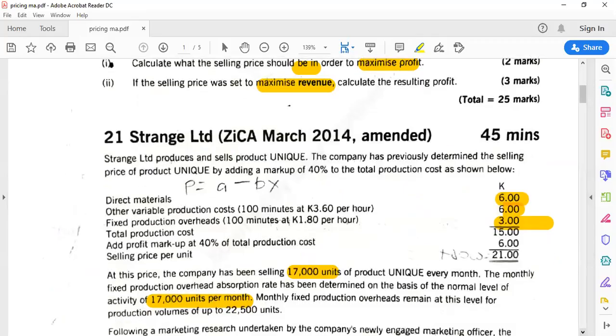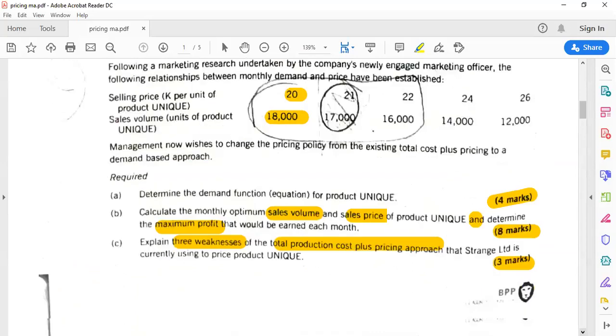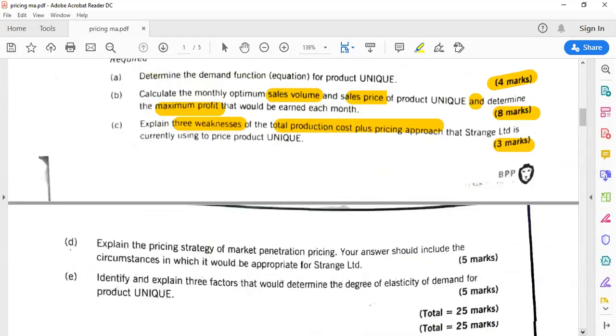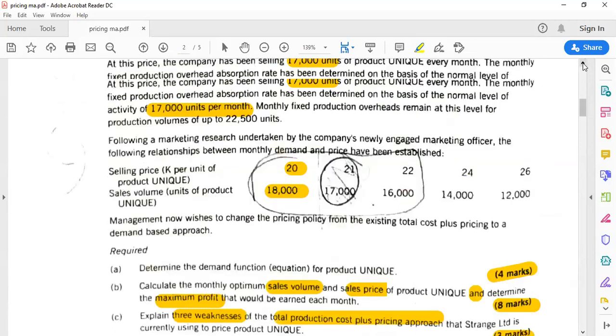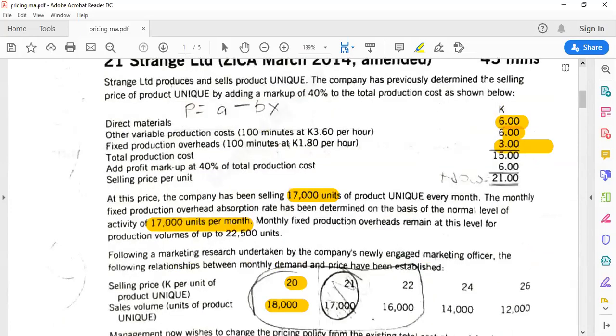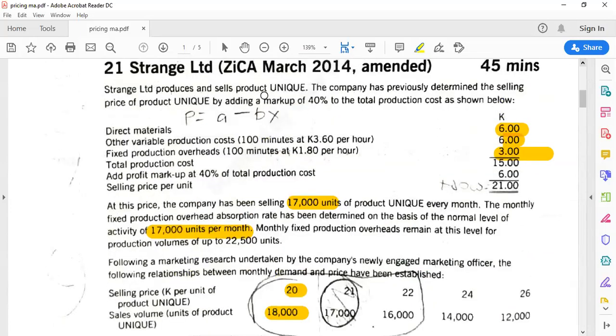How many marks were those? Those were 25 full marks. Wow. 25 marks. So we've gotten 25 marks. Okay, and you've been told that these guys, production and sales unique. The company has previously determined the selling price of production by adding a $40 of production of sales. Okay, so the question is done.